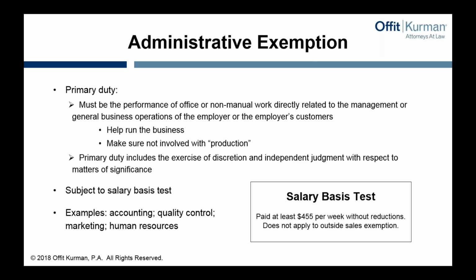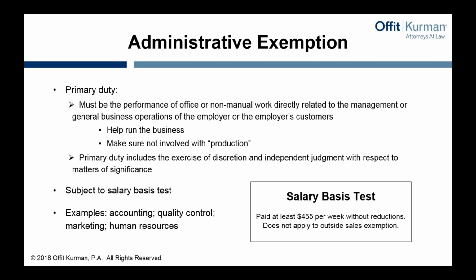Presently, the salary basis test is incorporated into a number of exemptions, and it requires that in order for the exemption to be made out, the individual has to be paid at least $455 per week in salary, regardless of the number of hours worked. So if they work 20 hours in a week, if they work 60 hours in a week, if they work 40 hours in the week, they have to be paid at least $455 per week. No exceptions for days missed, or I should say very limited exceptions for days missed.